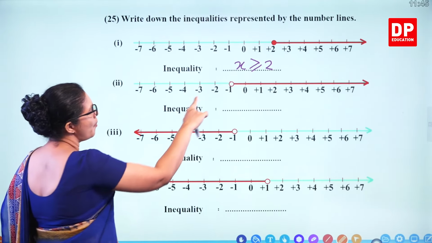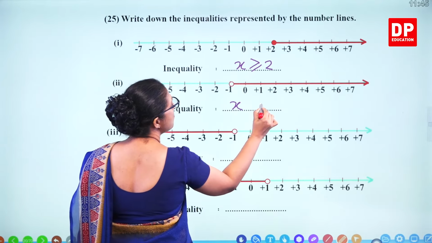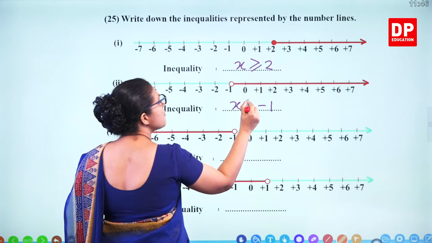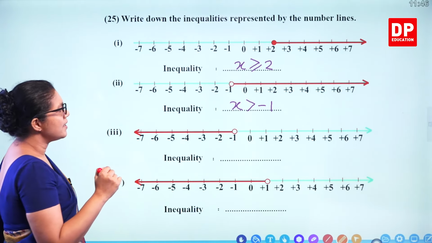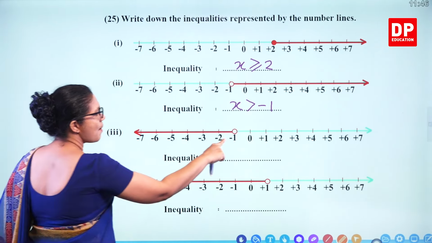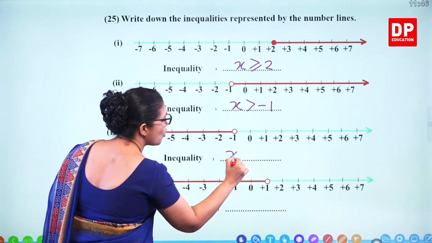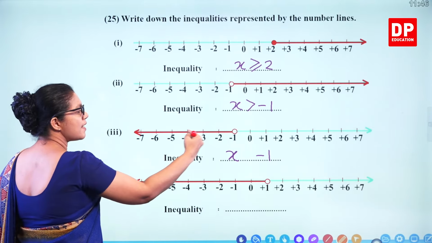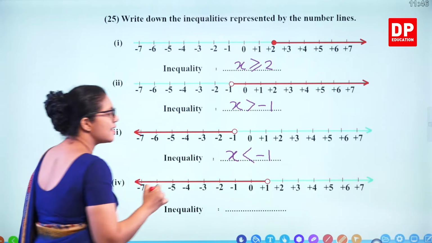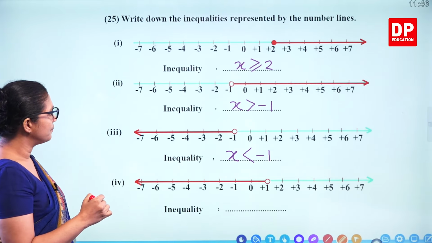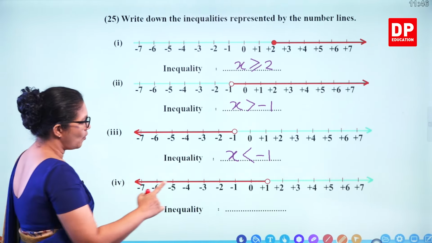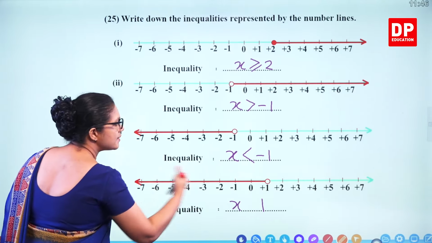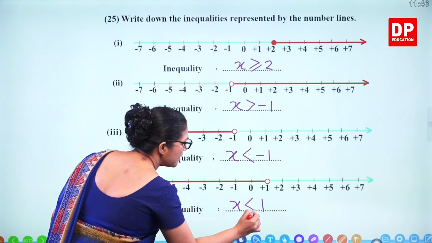This one, open circle, x and minus 1 is there. Towards right hand side, so that means greater than minus 1. This is minus 1 there, open circle, so not equal. Then for the other one, the less than side, because left side means less than. So x is less than minus 1. What about this one? Open circle, x and 1. This is towards left hand side, so x is less than 1.